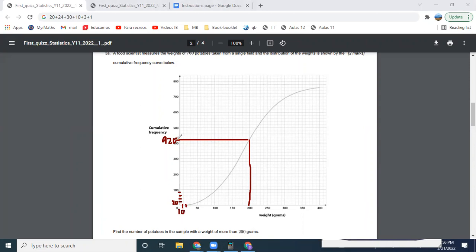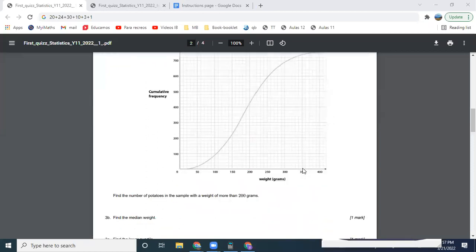In this case, the 420 is the number of potatoes whose weight is less than 200. So if we want the number of potatoes whose weight is more than 200, the answer is 760, which is the total, minus 420, which is equal to 340. Okay, I will clear this.